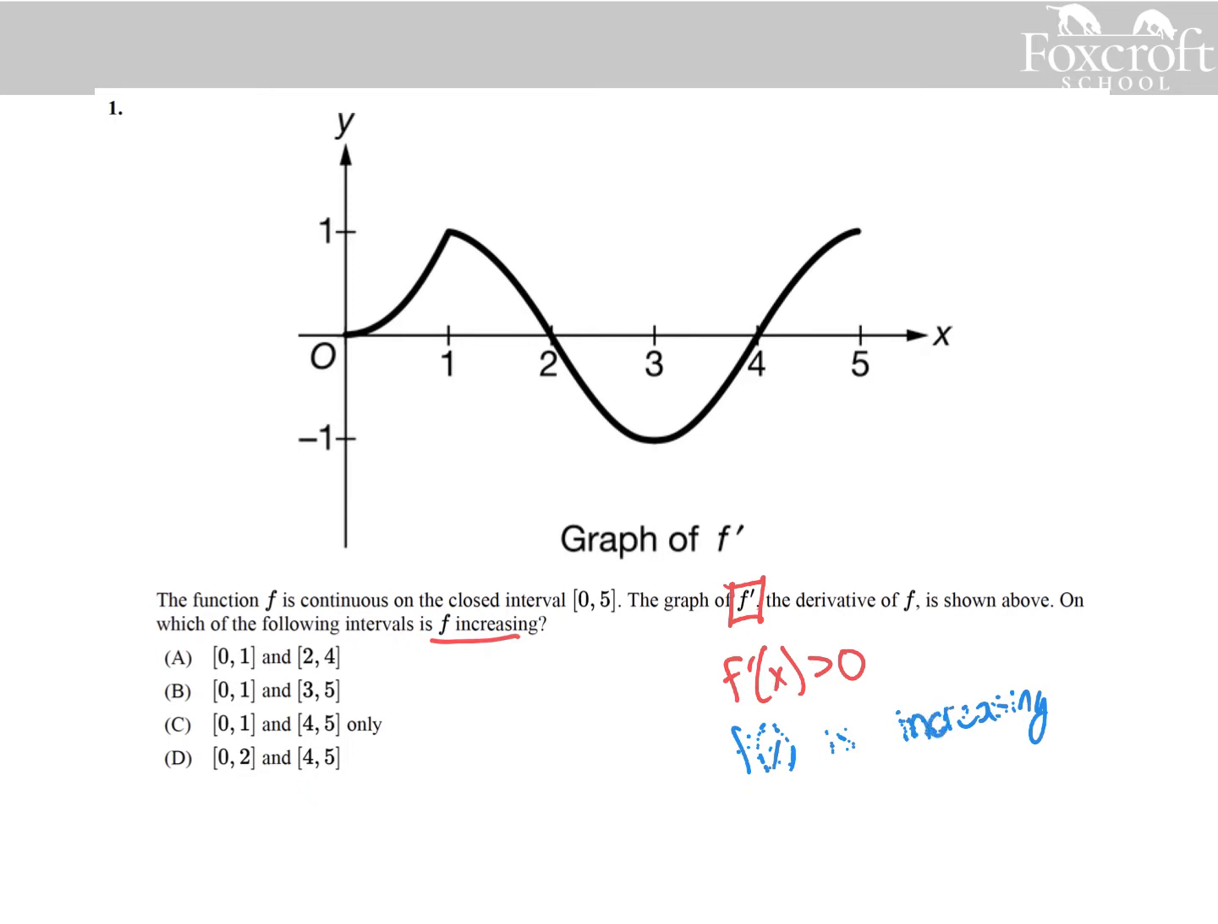So in this question, we're really just looking at when this function, because this is the derivative, is positive, or above the x-axis. So our first section is here. That's all above the x-axis, and there. The two sections that are above the x-axis are from 0 to 2 and from 4 to 5, which means our answer has to be D.